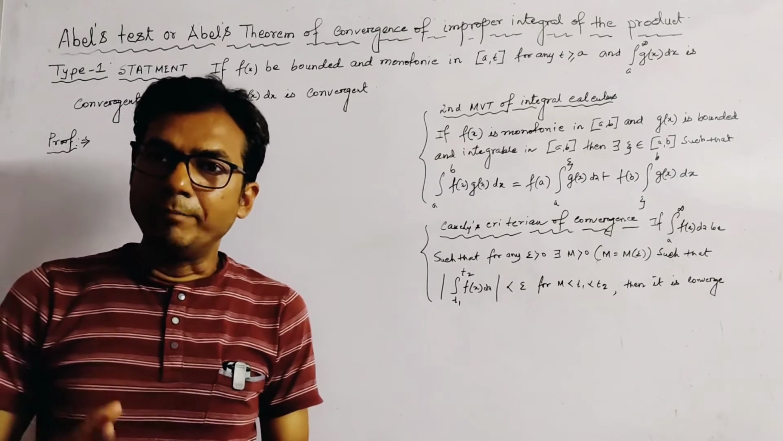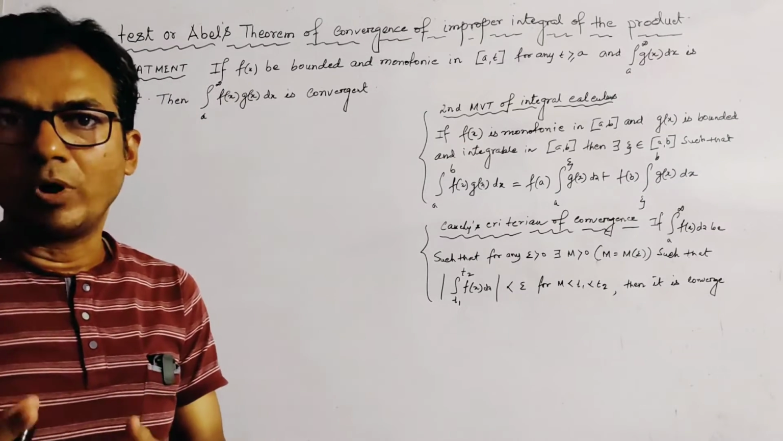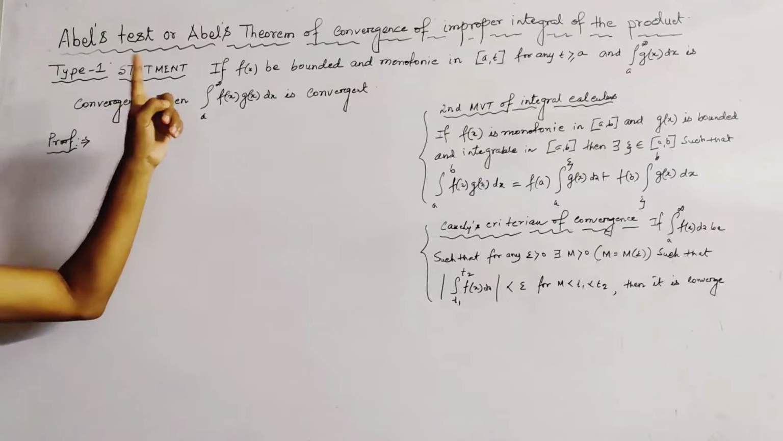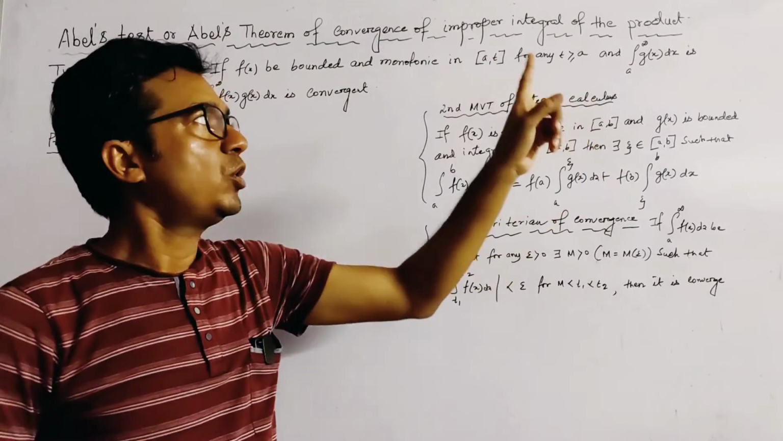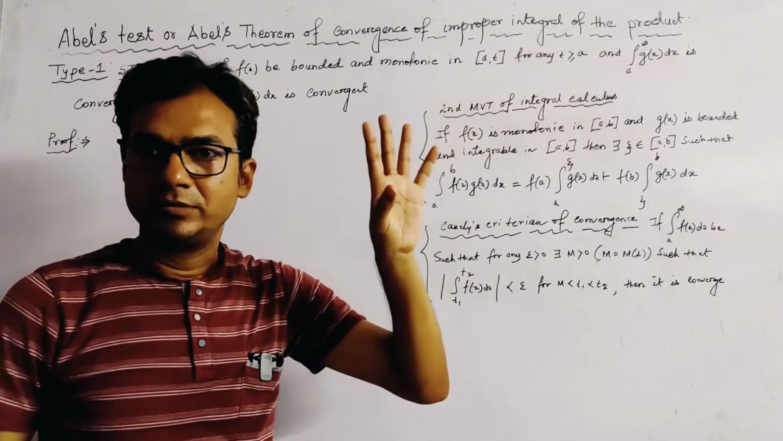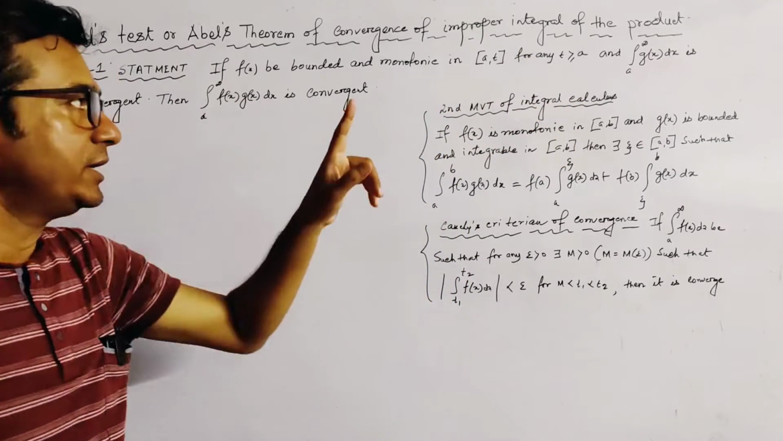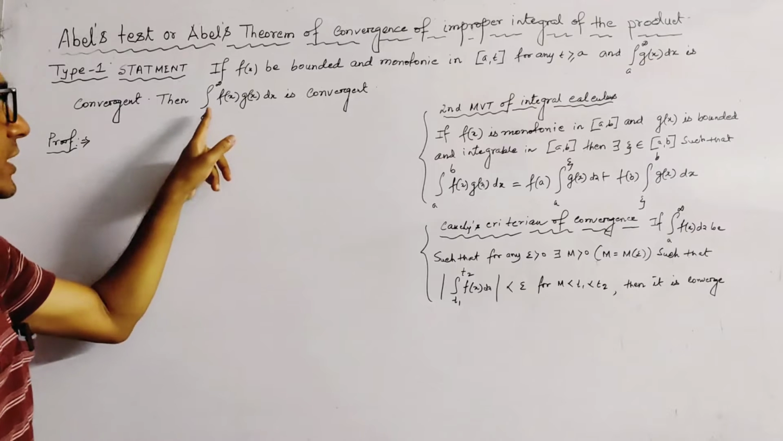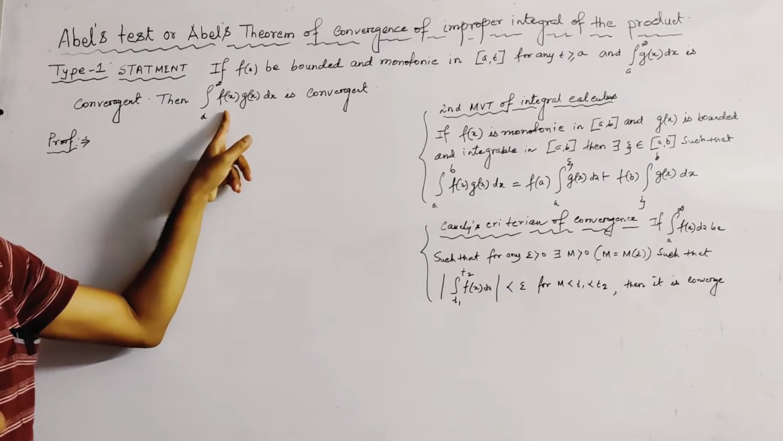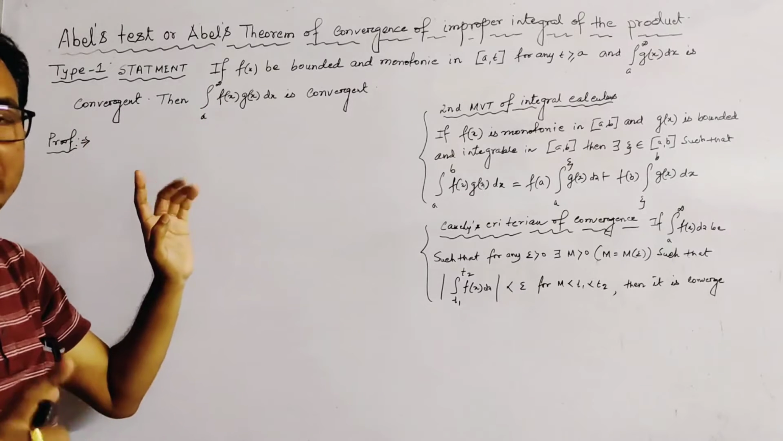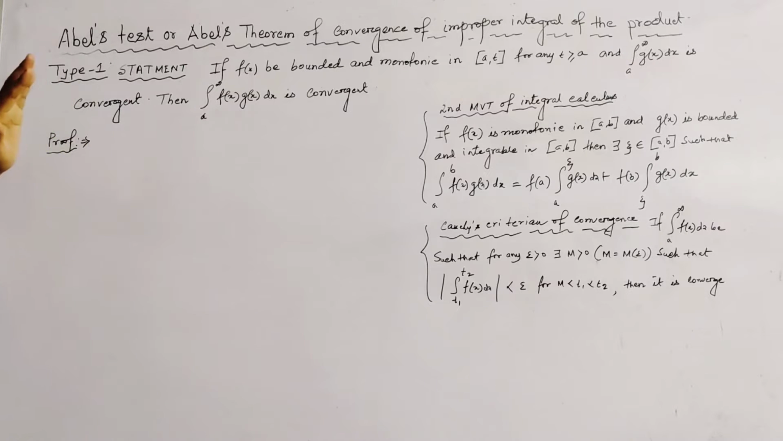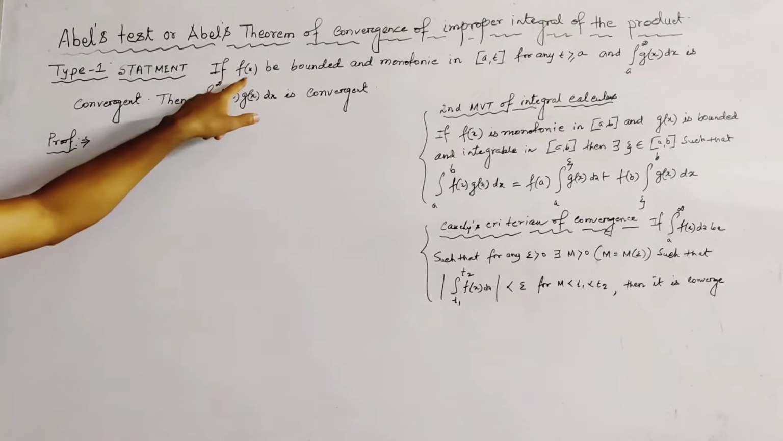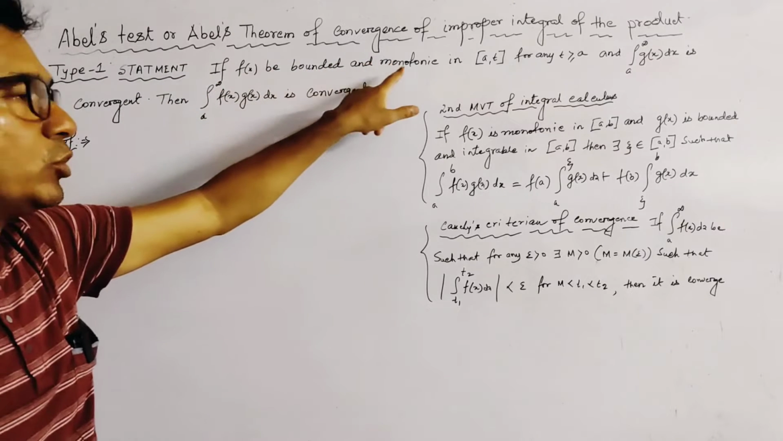This is Abel test of type 1, or Abel's theorem of convergence of improper integration of the product of functions. Here in the integration, the integrand is not a single function, it is the product of two functions, like Dirichlet test, right?